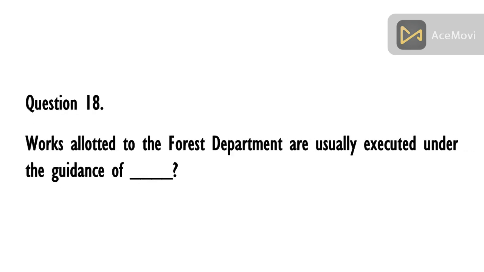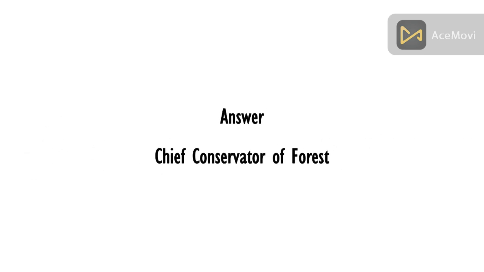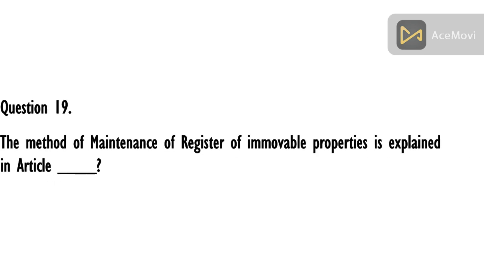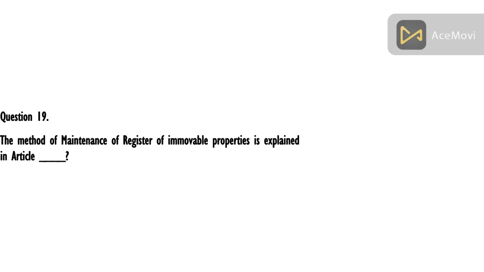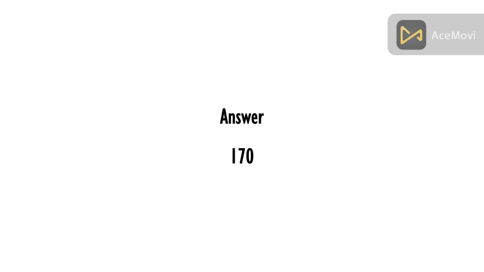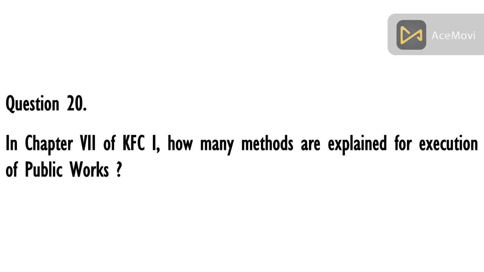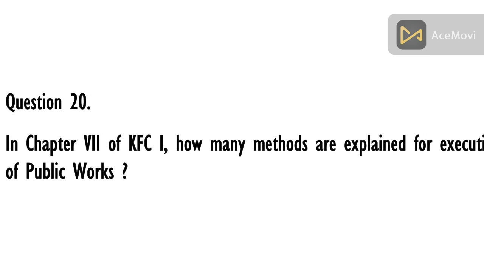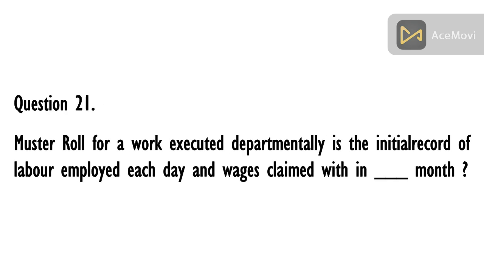Question 18. Works allotted to the Forest Department are usually executed under the guidance of? Answer Chief Conservator of Forest. Question 19. The method of maintenance of register of immovable properties is explained in Article? Answer 170. Question 20. In Chapter 7 of KFC 1, how many methods are explained for execution of public works? Answer 5.